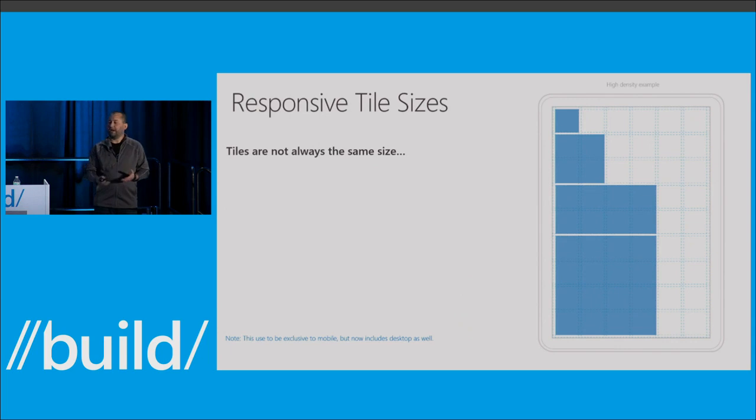This is an example of a high-density screen. You could think of this as something like a Lumia 1520, something that has a really nice display on it.